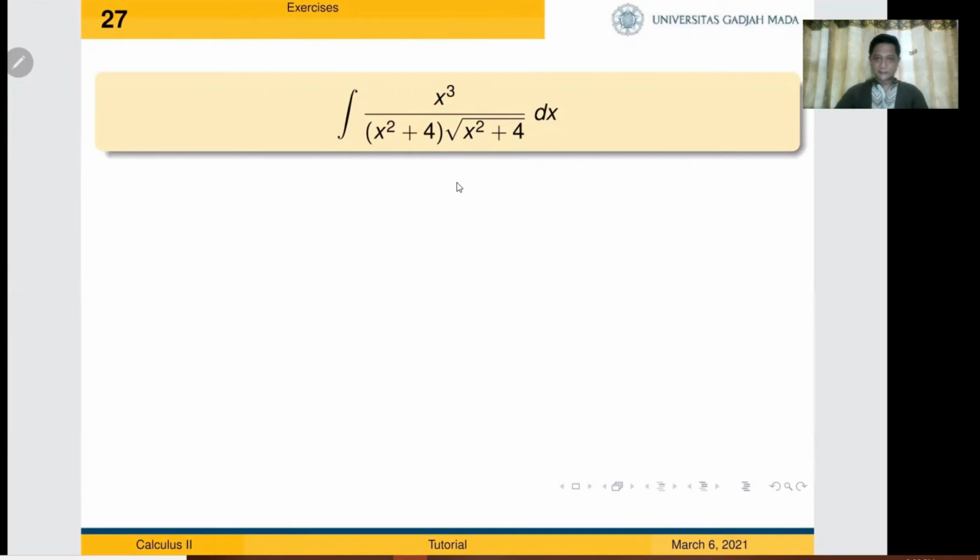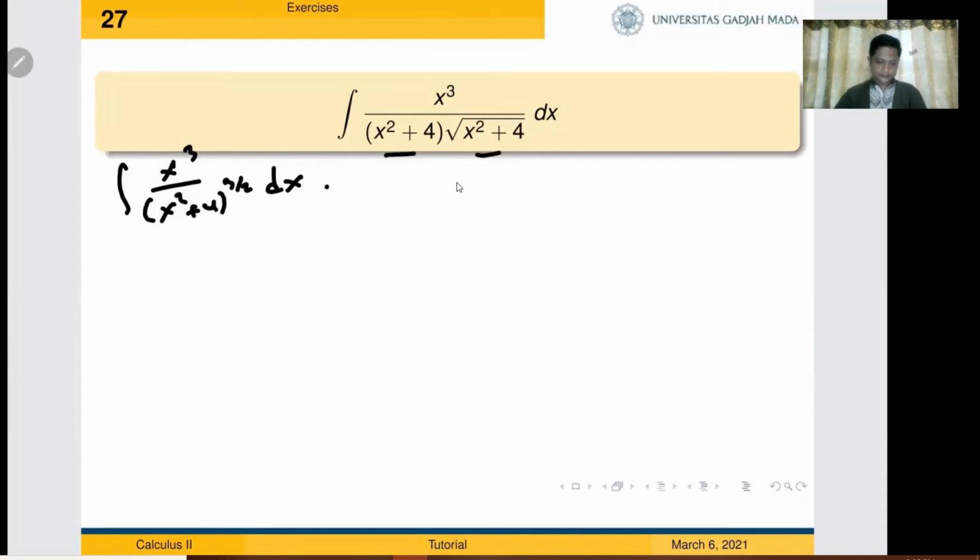Okay, the next one is, hey, oh, the same thing. So I can rewrite it as x cubed over x squared plus 4, to the half, so I have 3 over 2. This one looks easier.